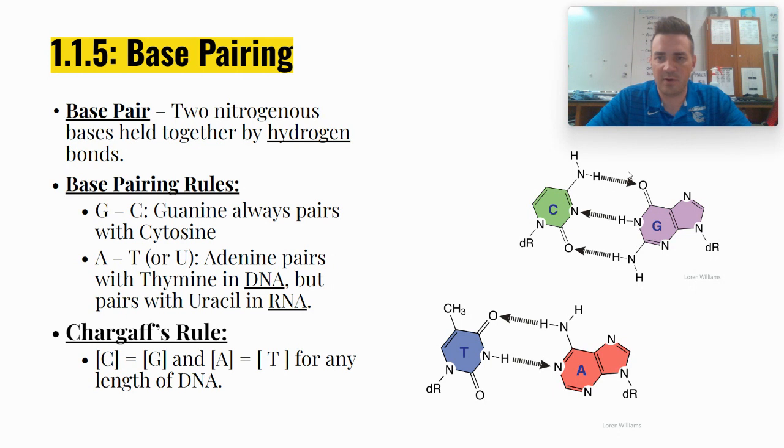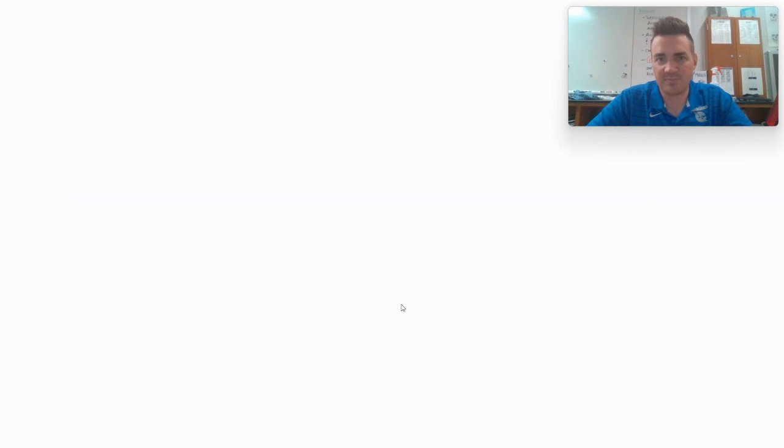Between C and G, there are 3 of these weak hydrogen bond attractions, and between A and T, there are 2. The way that I remember this is that cars park in garages, C and G, and apples grow in trees, A with T. Cars and garages, apples with trees.